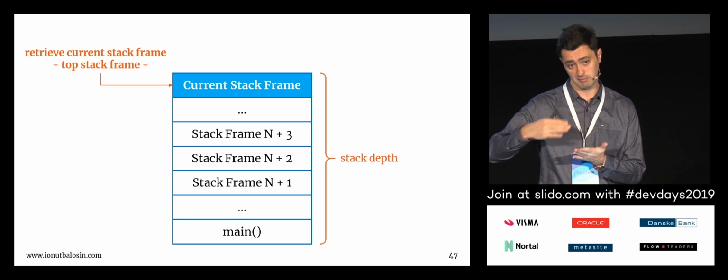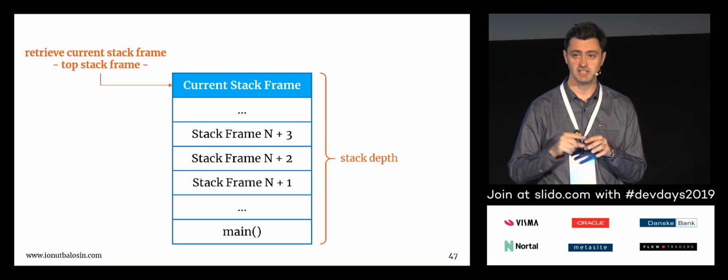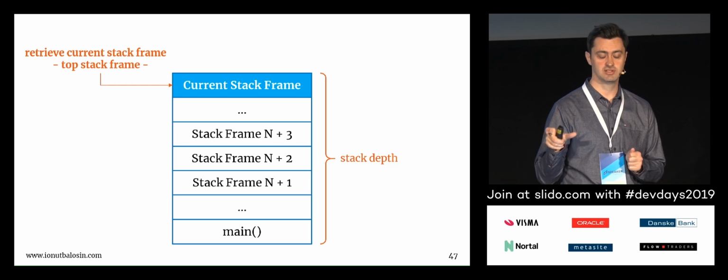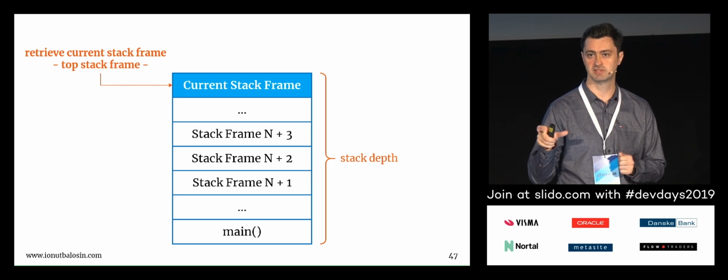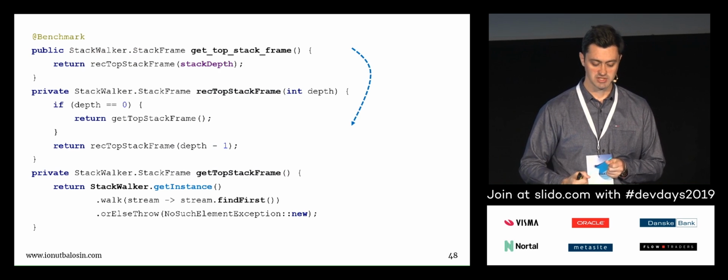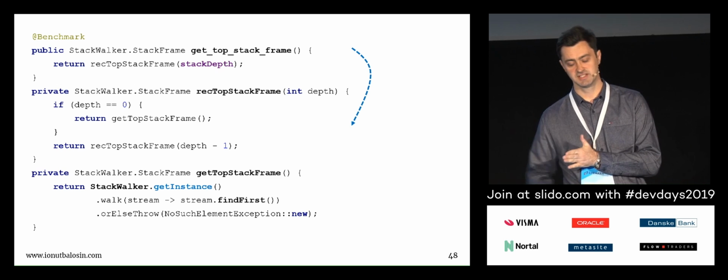For example, you have a method which is called recursively by itself until it reaches a depth, and then you stop there and let's take just the top stack frame. Here is the code, how it is measured. So you have the method. The method itself is calling the recursive method.